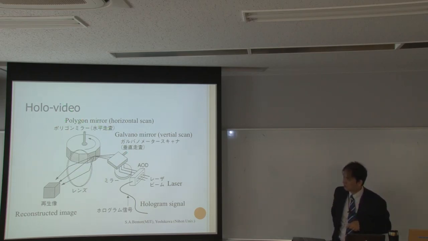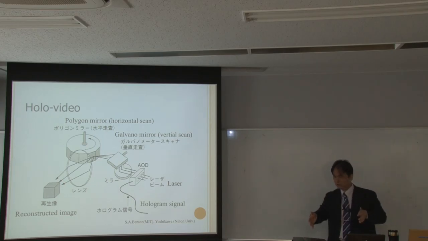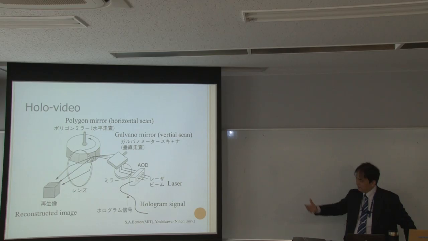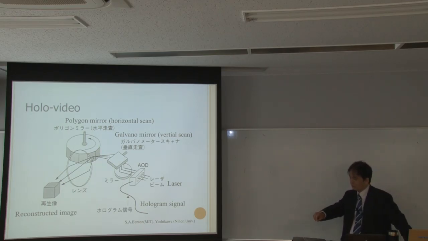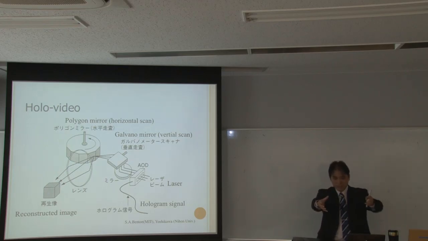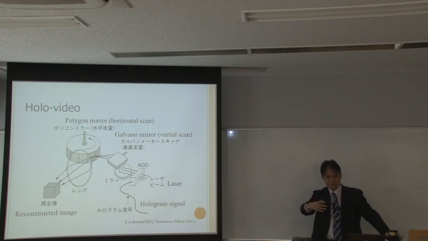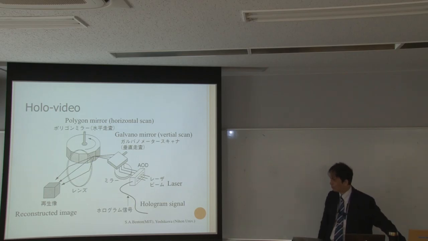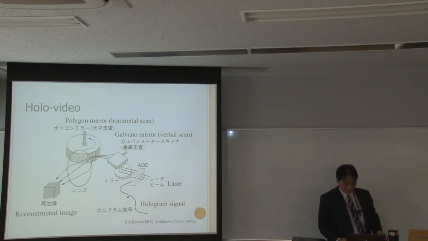So MIT developed one building to calculate the hologram pattern. So it was an interactive holo video. So if you switch something, for example, if you rotate something, the image can rotate. It's interactive. But the calculation is done in the next building. It's a very high computation. So very interesting one.